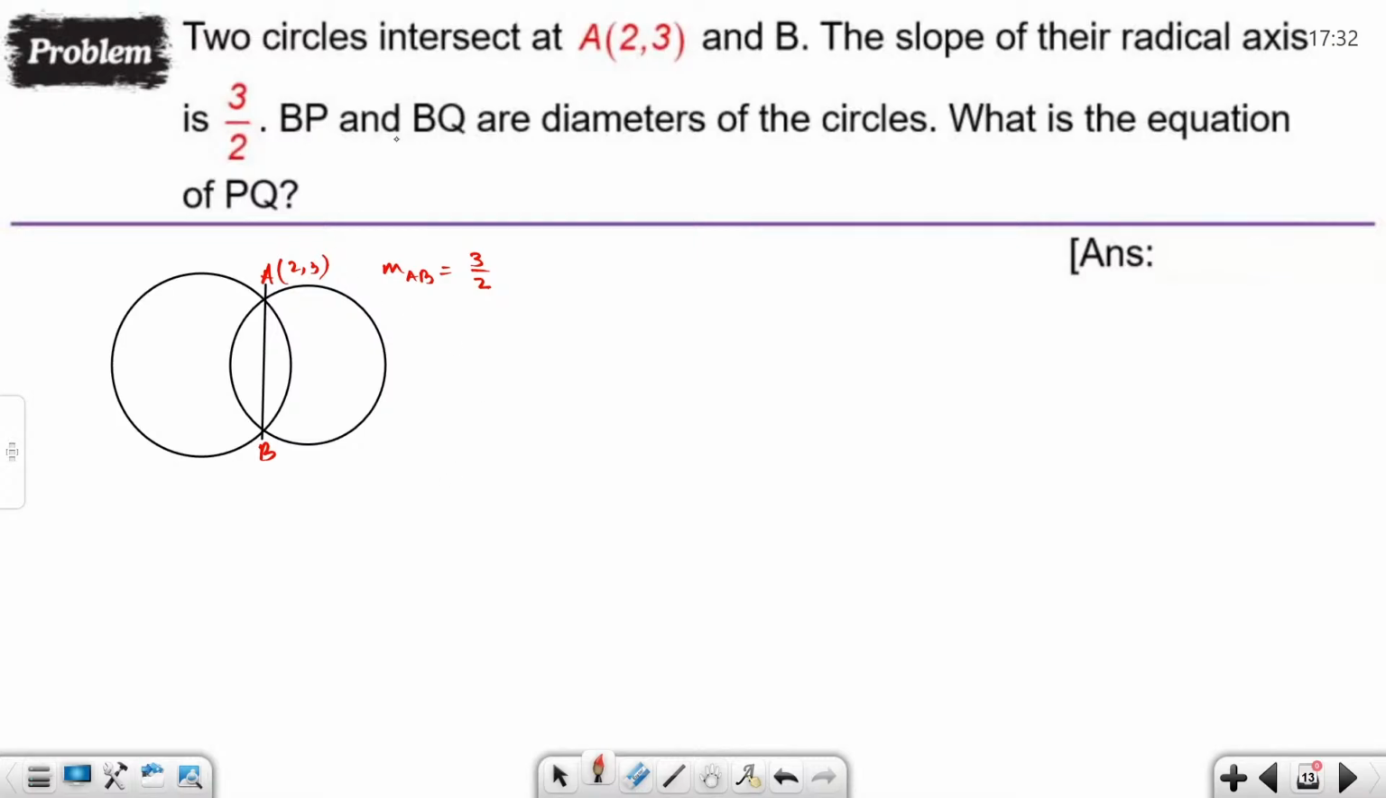Now, BP and BQ are the diameters of the two circles. This is, let us say, BQ and this is, say, BP. So these are the diameters of the two circles. Now you have to find out what is the equation of PQ. So let me join AP and let me join AQ.